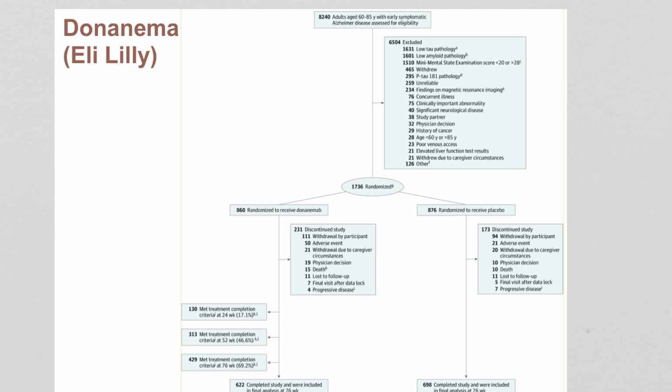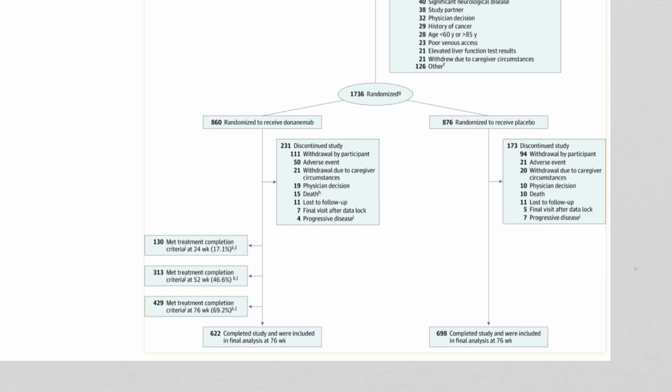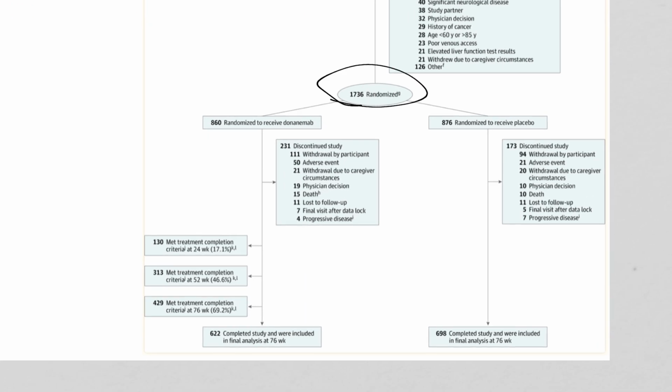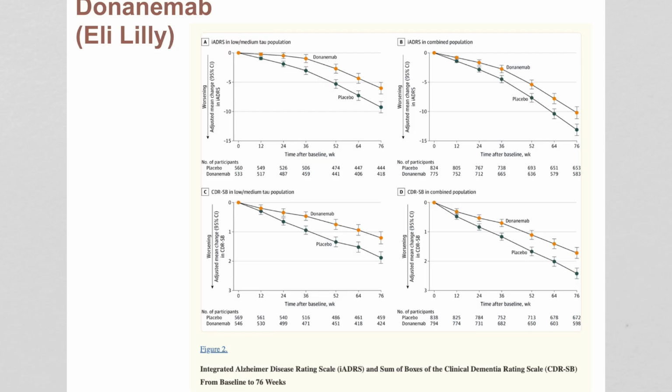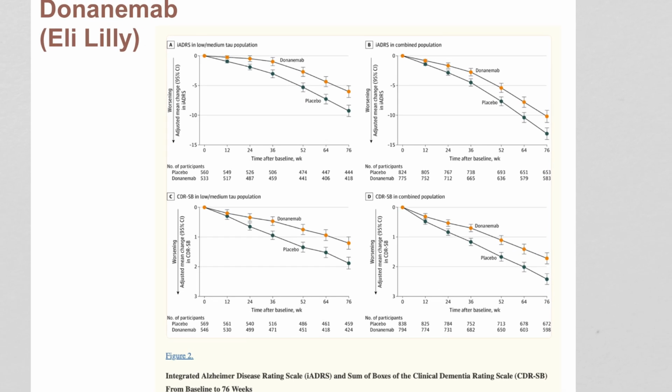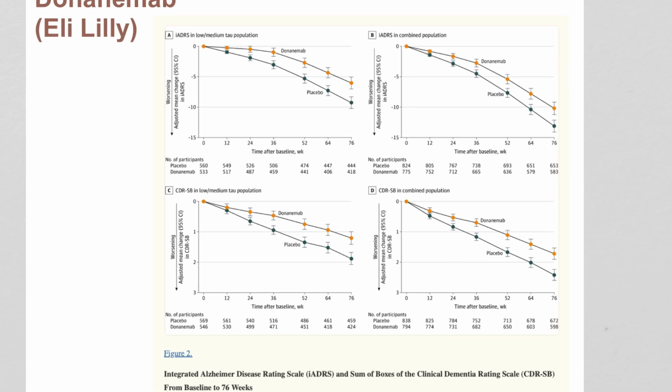They had a massive sample size, right? Over 8,000 people. A decent number were excluded for a handful of different reasons, but we still wound up with over 1,700 individuals that were randomized into receiving either the antibody or the placebo, right? And a substantial number of those actually completed the trial so we could get significant data. And again, the results were significant but not dramatic, right?